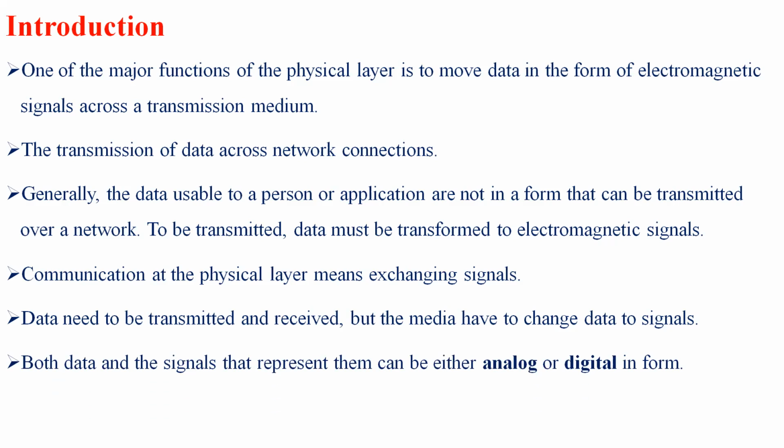In the case of the physical layer, or any transmission media or network, data as well as signals are represented in two different forms: analog and digital. So we have analog data and digital data, and we also have analog signal and digital signal. These are the two different types of representing a signal.